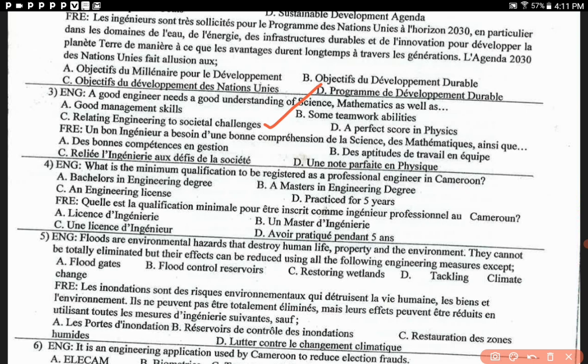Because remember, the question is minimum qualification. When they say minimum qualification, it means the lowest grade that they can consider you an engineer in Cameroon. So when you stand somewhere and present yourself, "I am engineer this, engineer that," we should know that you have at least this qualification. Now, I'm going to say the answer is A, which is bachelor's in engineering degree. Why bachelor's? It is the lowest. There's nothing like HND in engineering.